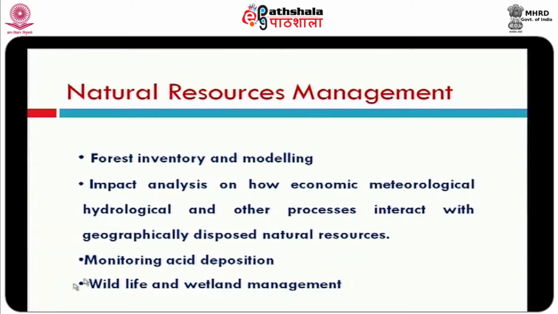Of course, when you talk about natural resources management, there are various applications. You can also just go through this part. Of course, this again is forest inventory modeling, impact analysis of how economical your meteorological data and hydrological data will be in studies. Monitoring acid deposition, I was telling you about the deposition of acid because of pollution, wildlife and wetland management.